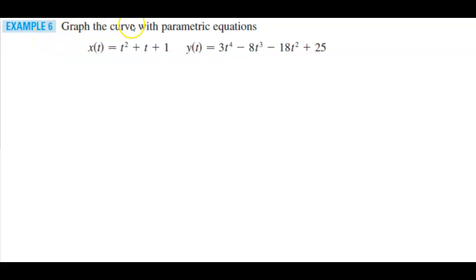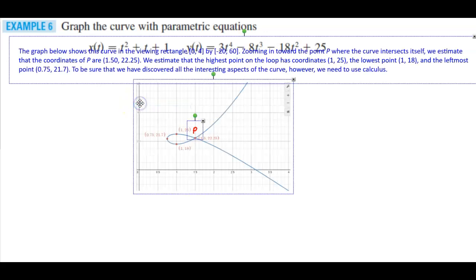Example 6, graph the curve with parametric equations. We have x of t, which is equal to t squared plus t plus 1, and y of t, which is equal to 3t to the fourth minus 8t cubed minus 18t squared plus 25. We want to be able to graph the curve of the parametric equations. So I went ahead and did that on Desmos.